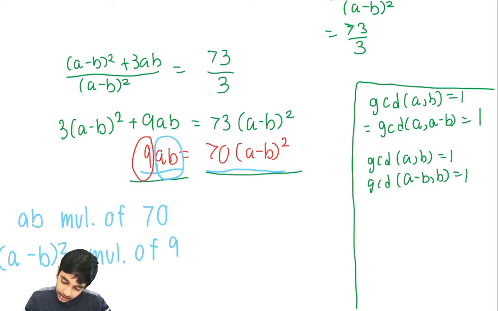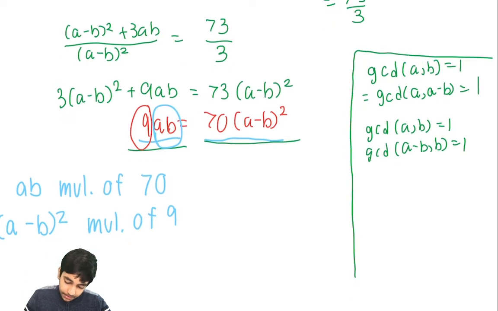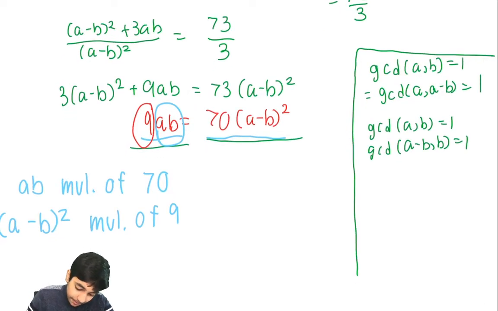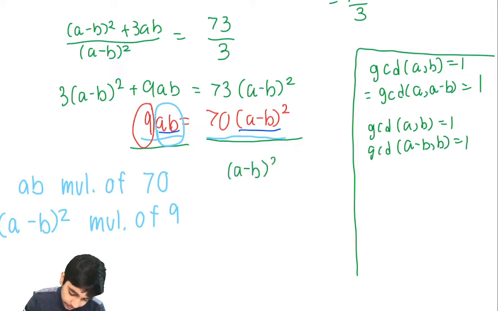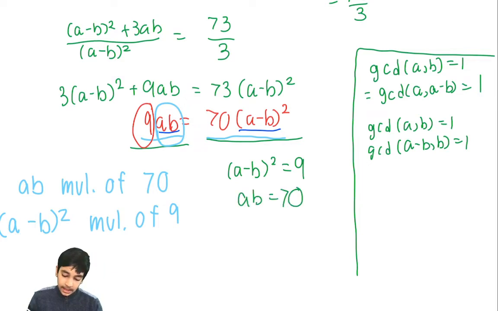Okay, so now we know these two things have GCD 1 with each of these quantities respectively. Then if a minus b is relatively prime to a and a minus b is relatively prime to b, a minus b will be relatively prime to a times b. So what does that mean really? That means that (a - b) squared will have to be equal to 9, and ab will have to be equal to 70. Because remember, we found in the beginning that (a - b) squared is a multiple of 9, and ab is a multiple of 70.